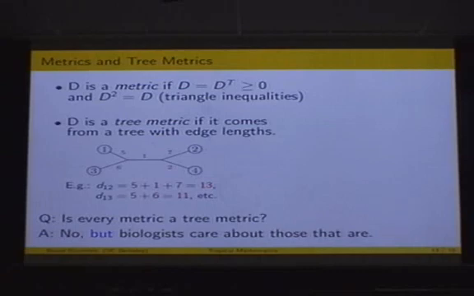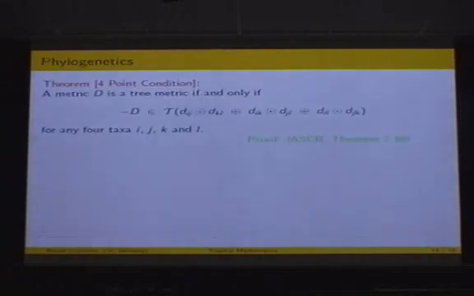So let's talk a little bit more about those metrics. And this is a theorem that actually comes from biology. It was first proved in, I think, 1971, correct me if I'm wrong, by a person who published this in a journal on mathematical psychology. But let's declare psychology to be a life science. So this is a theorem that people know in biology, and it goes as follows. A metric D is a tree metric if and only if it satisfies a certain condition, which is known as the 4-point condition.